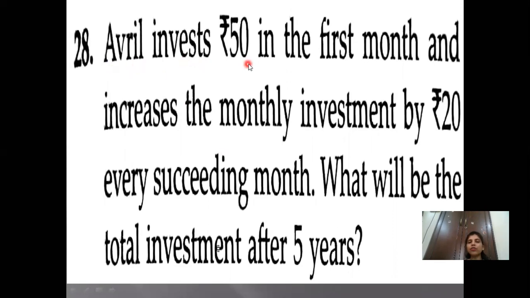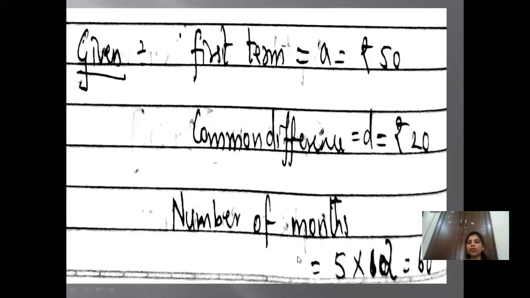Avril invests rupees 50 in the first month and increases the monthly investment by rupees 20 every succeeding month. What will be the total investment after 5 years? So here, investing rupees 50 for the first month means we have the value of a. Monthly it increases by rupees 20, so we have the value of d as well. For the total investment for 5 years, you have to convert years into months to get the value of n. So let's see. Here the first term a is rupees 50.